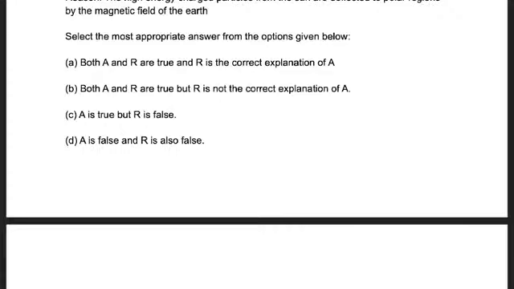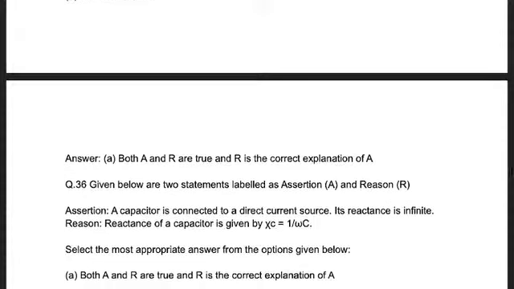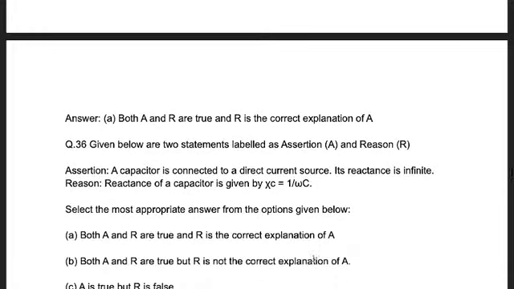Question number 36. Same assertion and reason question. Given below are two statements labeled as assertion A and reason R. Assertion: A capacitor is connected to a direct current source. Its reactance is infinite. Reason: Reactance of a capacitor is given by Xc equals 1 divided by ωC. Select the most appropriate answer from the options given below.